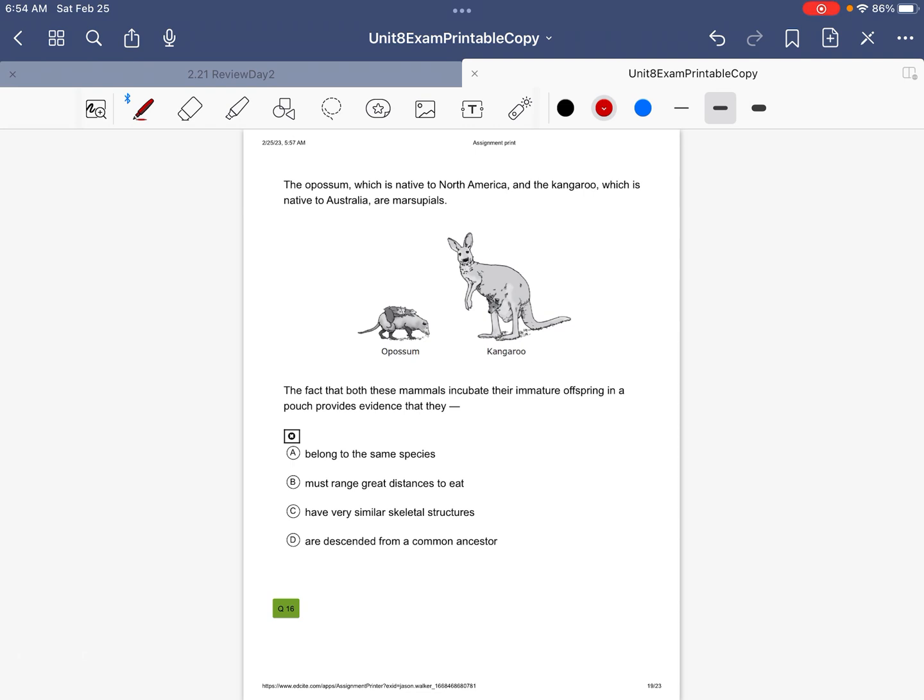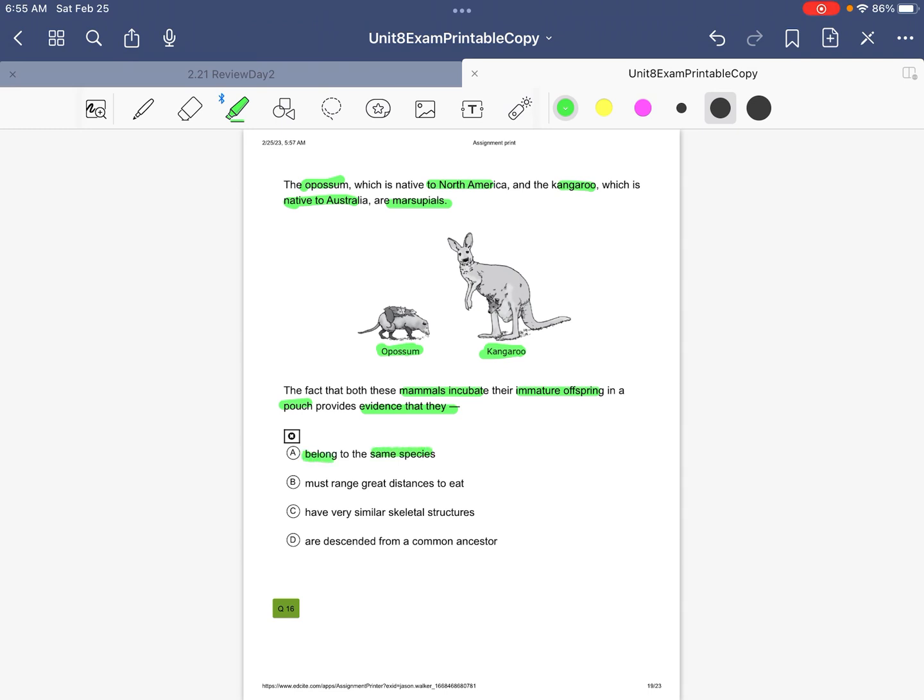Here, both of these mammals, the opossum, which is native to North America, and the kangaroo, which lives in Australia, are marsupials. The opossum is a taquache, and the kangaroo, well, we know what a kangaroo is. The fact that both of these mammals incubate their immature offspring in a pouch provides evidence that these animals are both marsupials and they take care of their babies in a similar manner. This is showing that they have similarities.